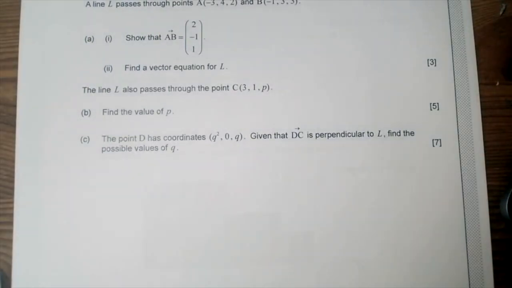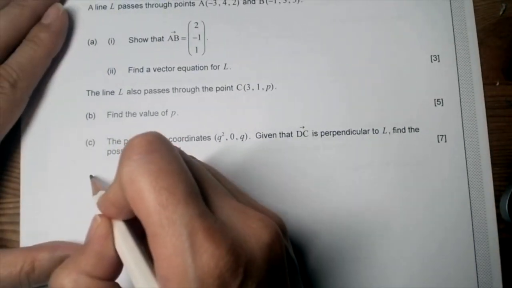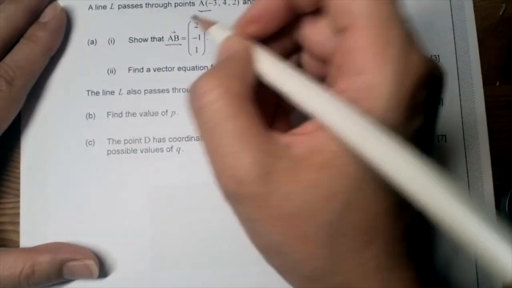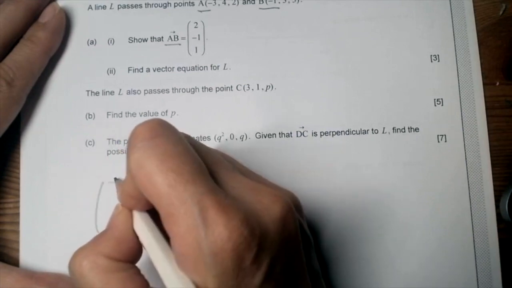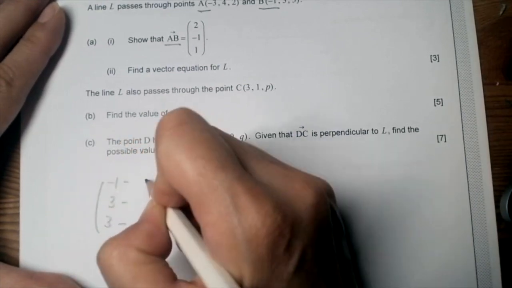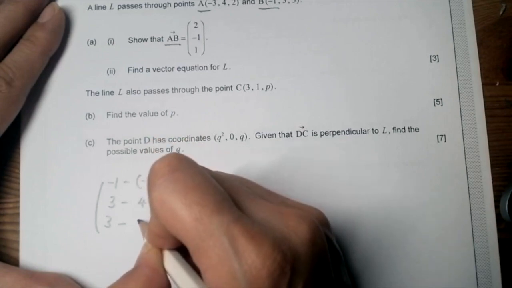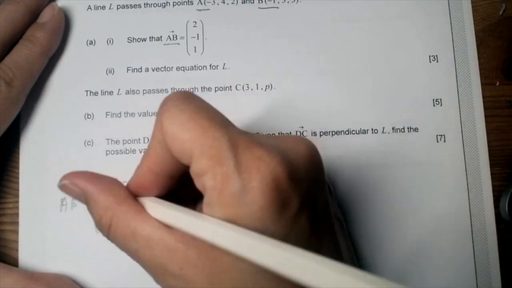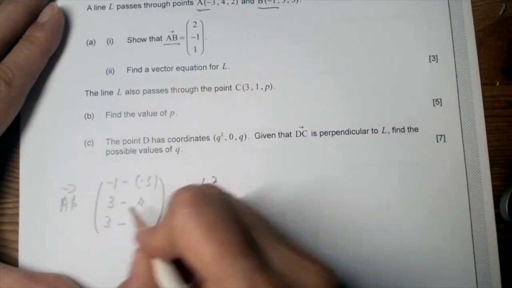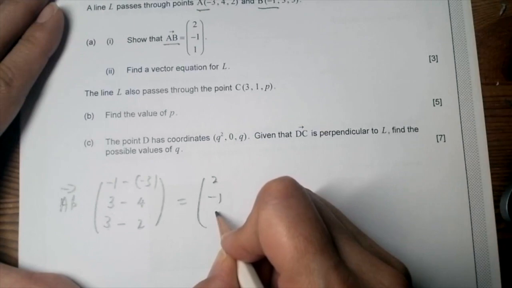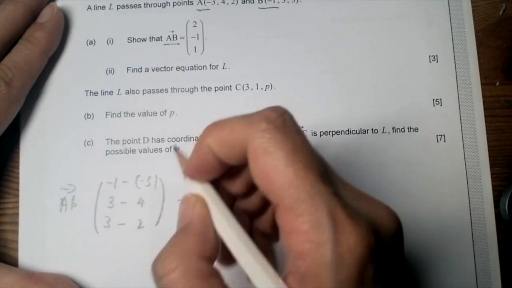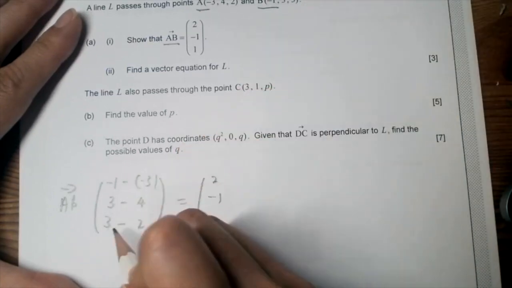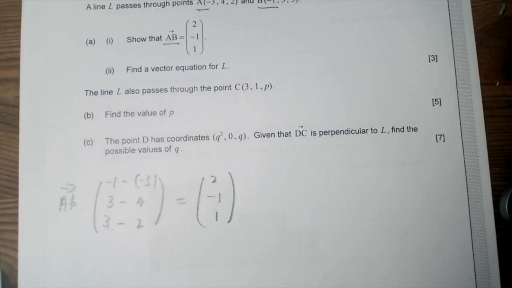Here's a vector question. Not my favorite, but we still have to do it. So we want to find AB. The trick is B minus A, the one after minus the one before. So I have (negative 1, 3, 3) minus (negative 3, 4, 2). So what you get will be AB. So we have negative 1 plus 3 is 2, 3 minus 4 is negative 1. Oh, sorry, I copied it wrong. Yeah, it should be right. 3 minus 2 is 1. Yes, it's correct. So that's our AB.